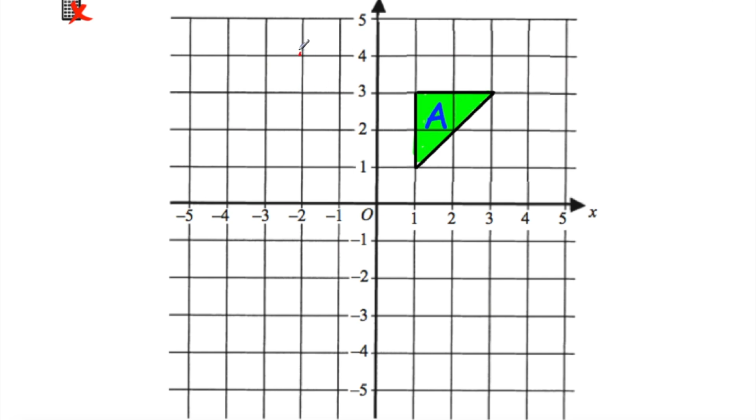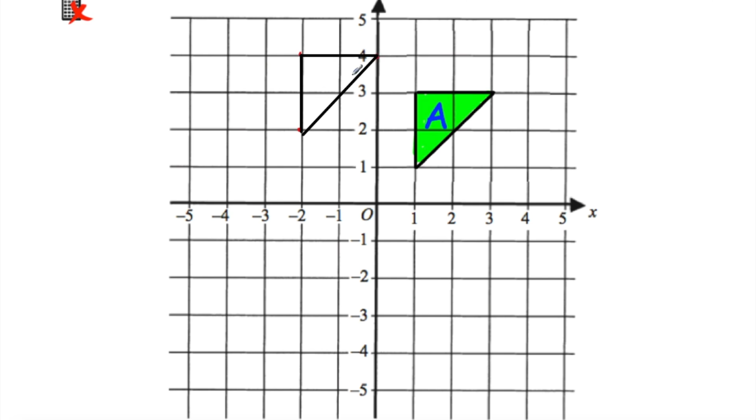So this point will move to there. This point will move 3 squares to the left. 1, 2, 3, and 1 square up will move to there. And finally, this point, 3 squares to the left and 1 square up. 1, 2, 3, and 1 square up will move it to there. So we've got our 3 points. Now we just need to join them up. So let's join up those points. So there to there, there to there, and there to there.